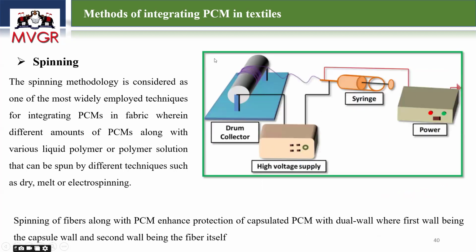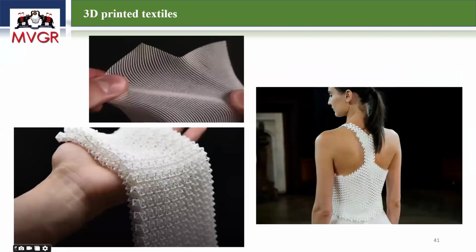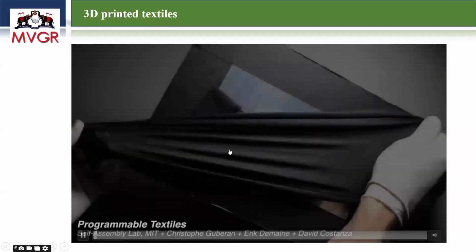And there is a spinning technique also we can use. The encapsulated capsule PCM materials are injected into the fabric material, and those kinds of fabrics we can use directly. You see, these are 3D printed clothes. Nowadays even clothes are printed with the help of 3D printing technology. If you incorporate the phase change material, it is not only useful for wearing, it is also useful for regulating temperature. So body temperature will be regulated. So let us take.